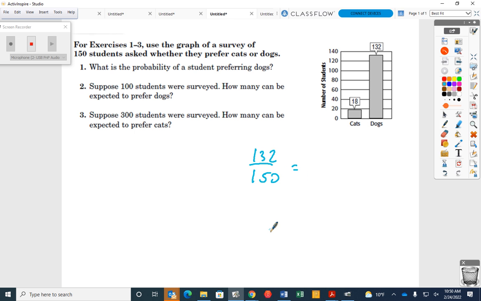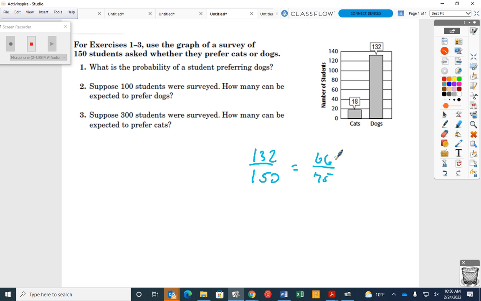Okay? Now we could reduce that. What could we reduce that to? Anybody? Well, let's start with 2's. What's 132 divided by 2? Chase? 66. So 66 over 75. Okay, good. You should understand where that came from. Now look at number 2.